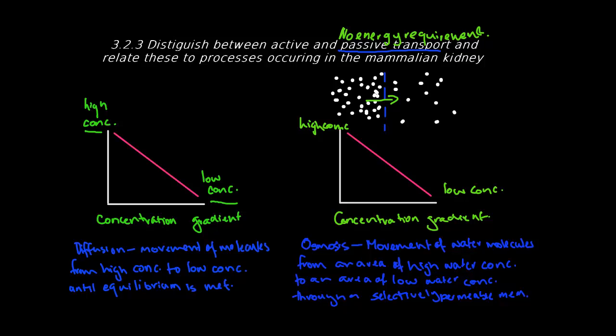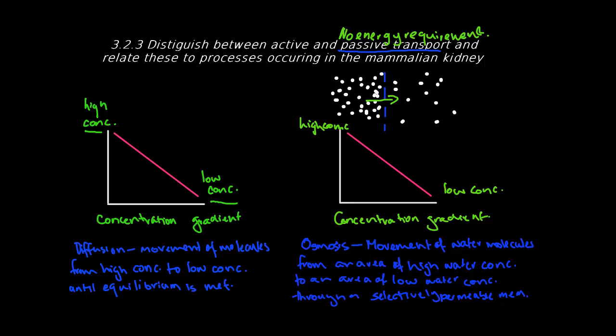So before we move on to looking at active transport, we can see that this passive movement of molecules is important, and the advantage is that it doesn't need energy. There's no energy requirement. However, the disadvantage is once equilibrium is met, there's no more net movement.